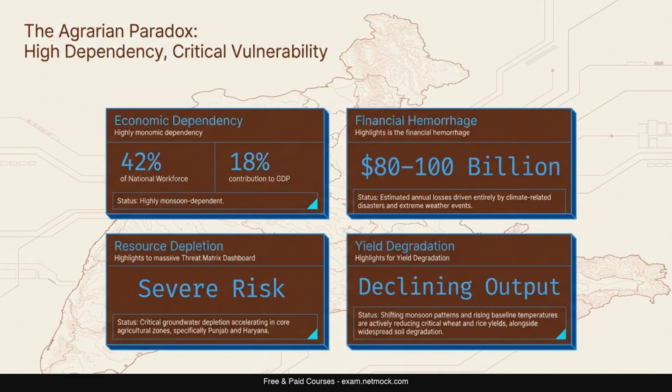Agriculture employs 42% of the workforce but contributes only 18% to GDP, remaining highly monsoon-dependent. Annual losses from climate disasters reach $80 to $100 billion. Groundwater depletion is at severe risk in Punjab and Haryana. Shifting monsoon patterns and rising temperatures are reducing wheat and rice yields alongside soil degradation.